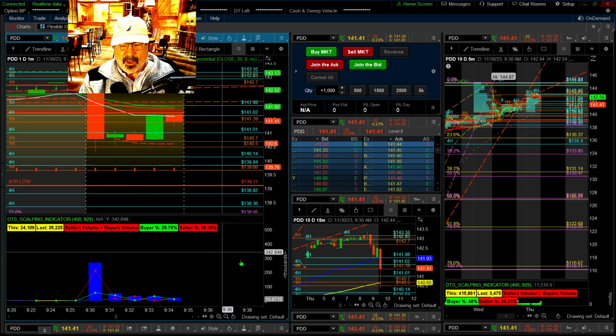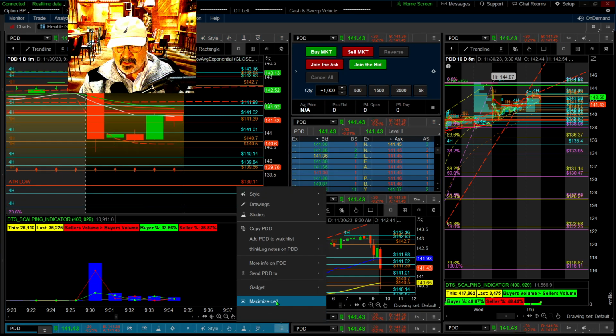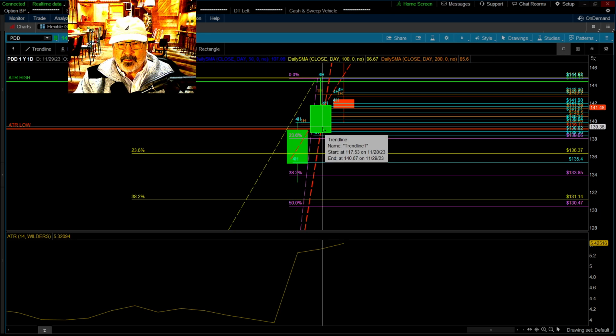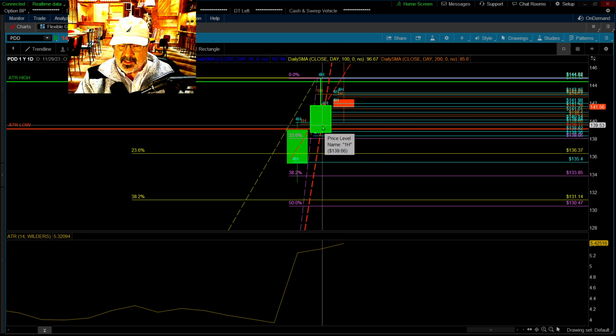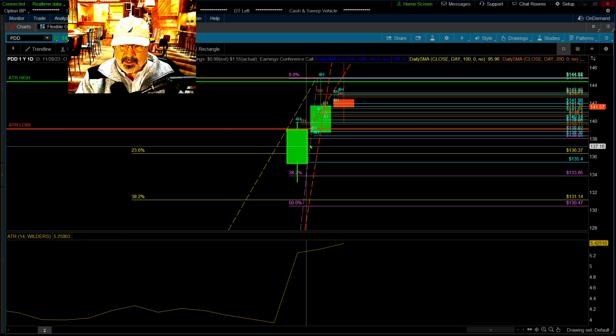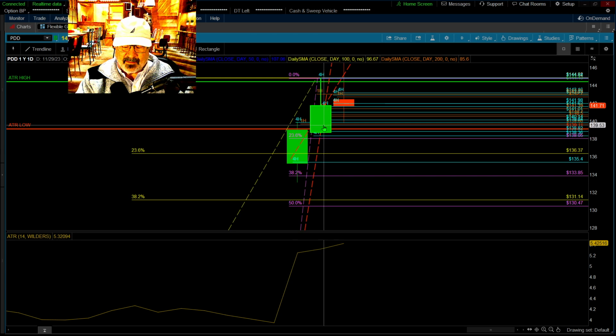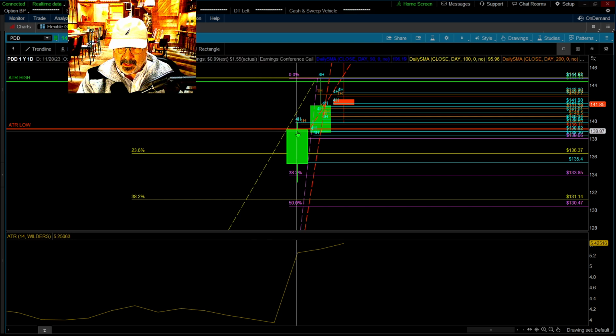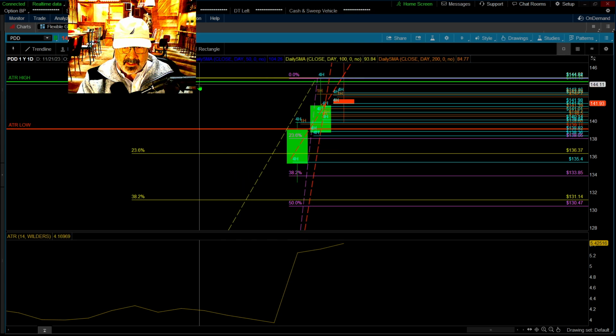So what are all these lines here? The RV strategy, there are so many videos about it. We take the close of the previous day, which was $141.73, and then you look at the ATR. The ATR for the previous day was $5.32. You take that $5.32 and subtract half of it from the close to get the ATR low, and add half of it to the close to get the ATR high.